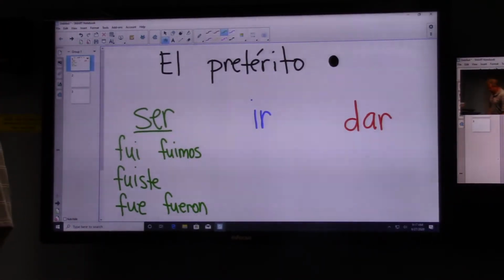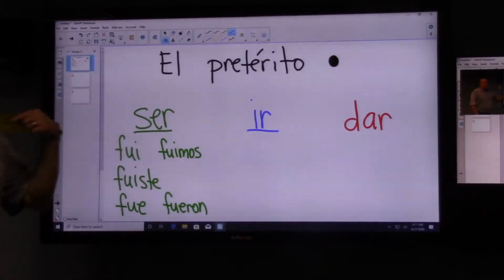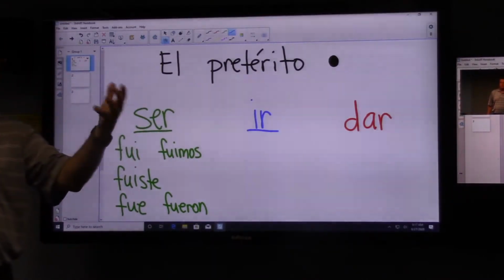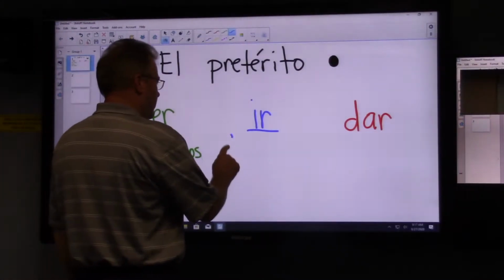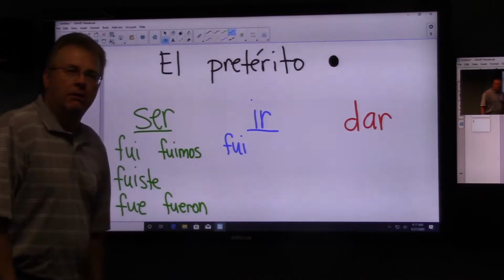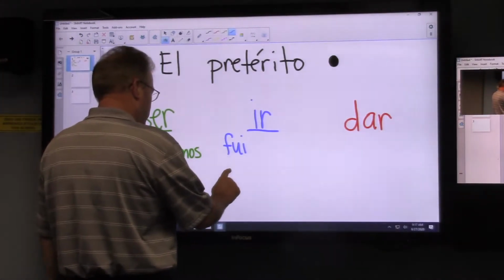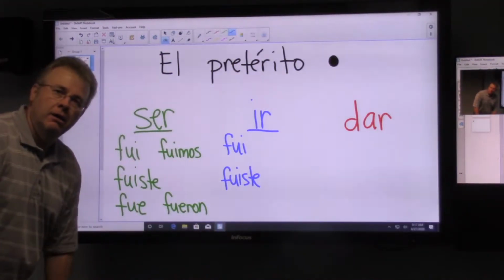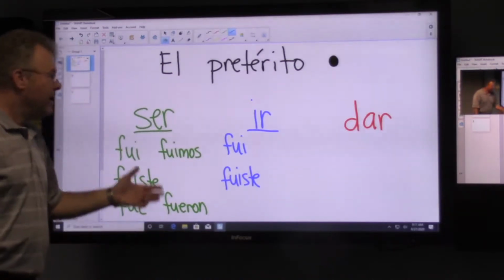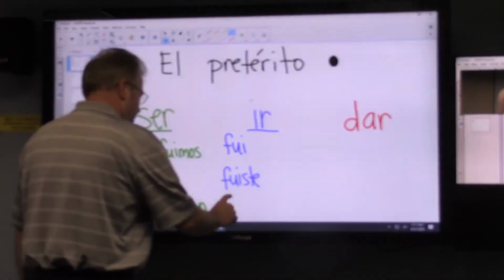Now let's go to the verb ir. Let's conjugate the verb ir in the preterite. I went, you went, he, she went, we went, they went. ¿Cómo se dice I went? Yo what? Fui. How about you went? Tú what? Fuiste. You're recognizing anything here? How about he went, she went, or the you formal went? Él, ella, usted what?